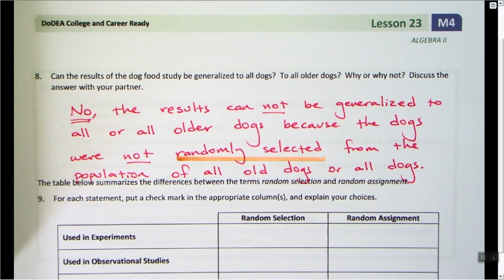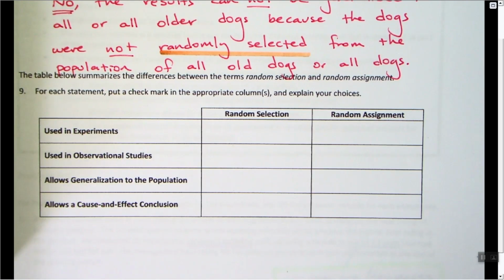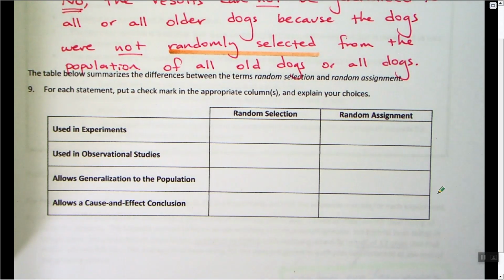Okay. I now want to go down here to number 9 and look at each of these. For the table below, the table below summarizes the differences between the terms random selection and random assignment.